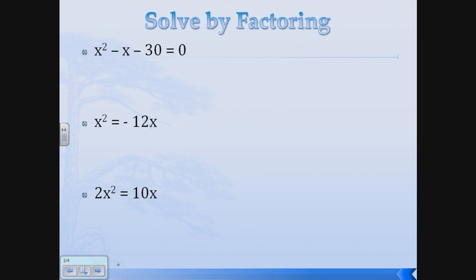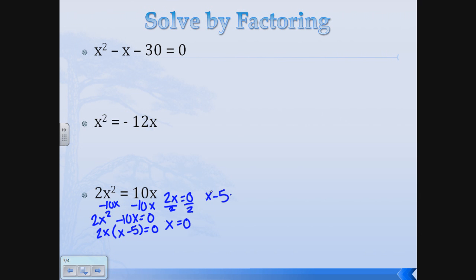Here's another GCF problem. So once again, you're going to subtract 10x to get it equal to 0. So 2x squared minus 10x equals 0. But this time, your GCF is 2x. So you're left with x minus 5 equals 0. So this time, you say 2x equals 0, divide by 2, and x equals 0, or x minus 5 equals 0, so that x equals 5.